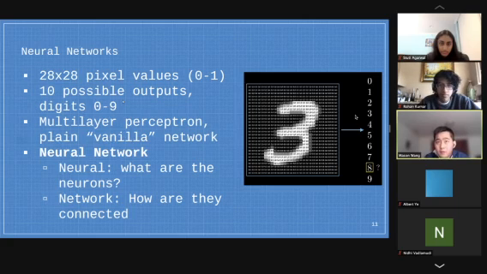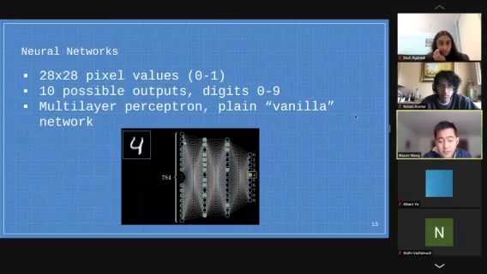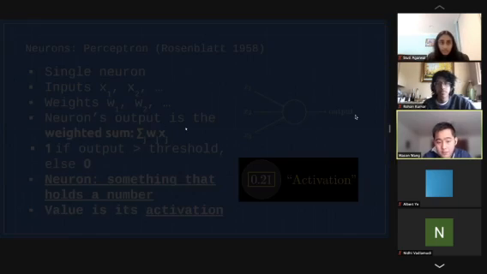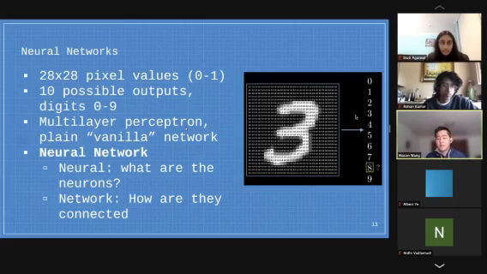This is following what we talked about last meeting. This is a multi-layer perceptron, and I'll show you on the next slide. So these are the 784 inputs, this is 28 by 28, and there are outputs. This is called a multi-layer perceptron. There are many different types of neural networks, but this is the most basic, plain vanilla one.